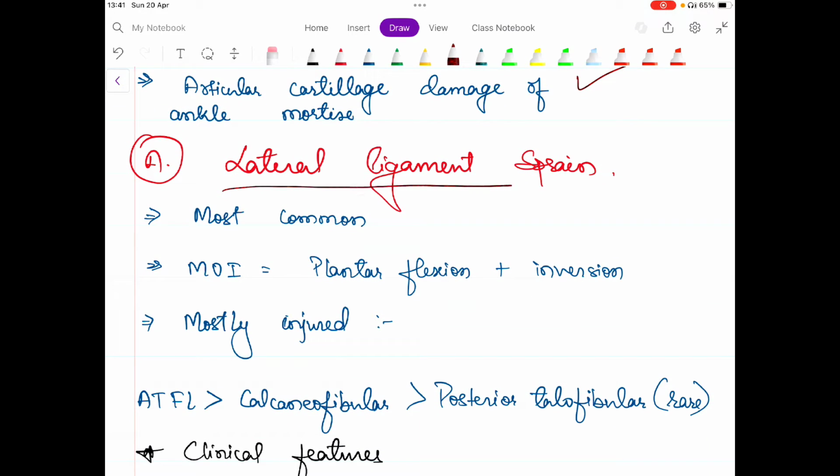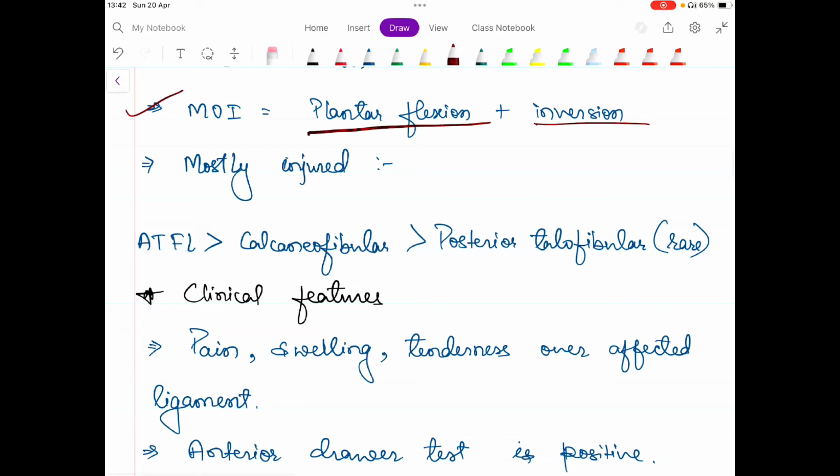Now, the first thing is lateral ligament sprain. The ankle joint has two ligament groups, one present on the lateral side and one on the medial side. Lateral ligament sprain is one of the most common sprains that you will see in the ankle. The mechanism of injury is plantar flexion plus inversion. The most commonly injured ligament is the ATFL, then the calcaneofibular and then the posterior talofibular.